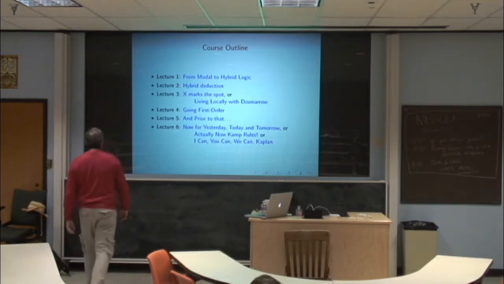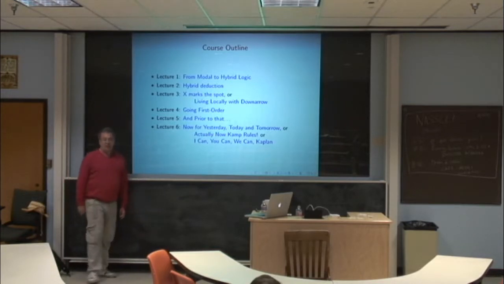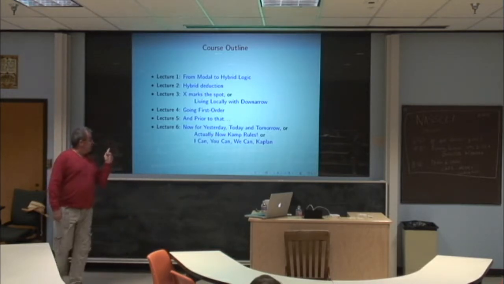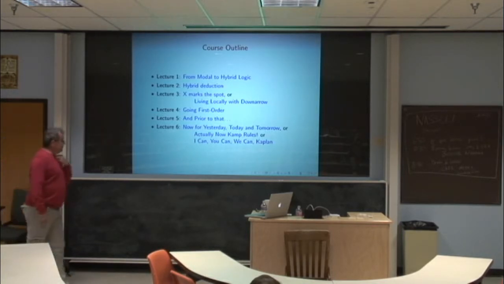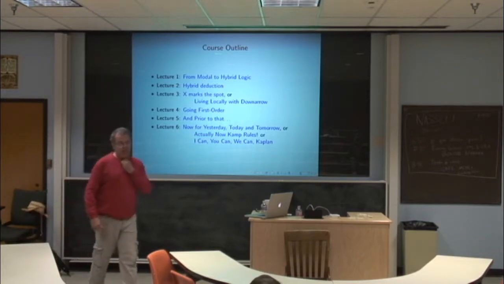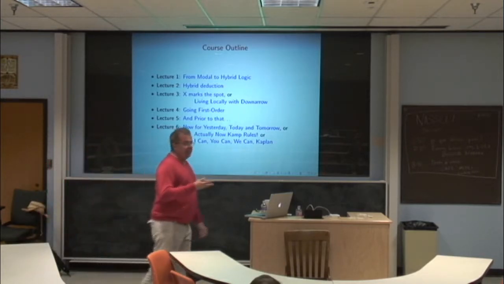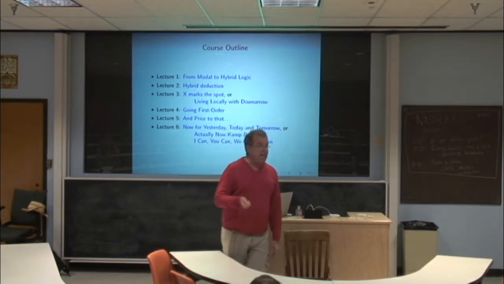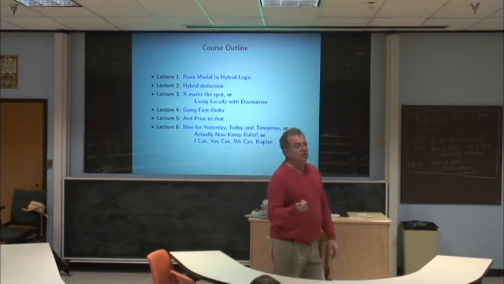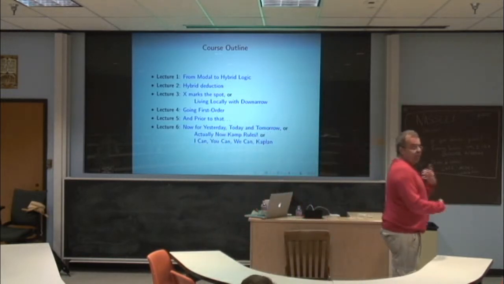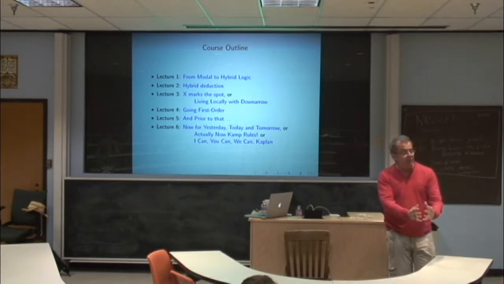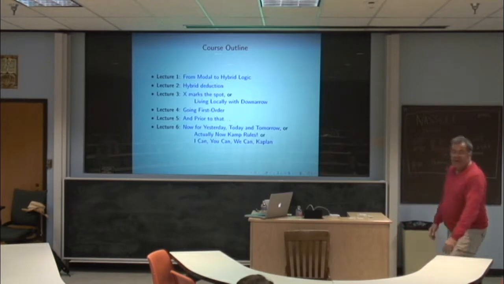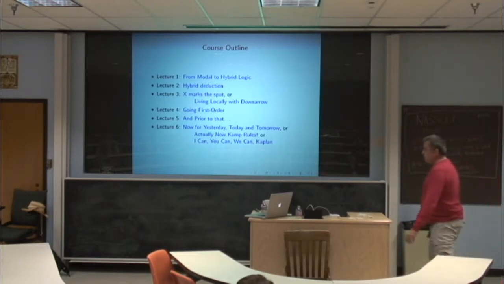Lecture 6. Now, there is no lecture 6, but lecture 6 is called Now for Yesterday, Today, and Tomorrow. Another good name for it would be Now Camp Rules, or I Can, You Can, We Can, Cat Plan. Lecture 6 is actually the sort of talk I'm giving in the RAIN workshop after this conference is over, and it will be pitched so that it's the natural follow-on to what I'm telling you here. So if you're interested in that, and in case some of you haven't guessed, this is something to do with indexicality.